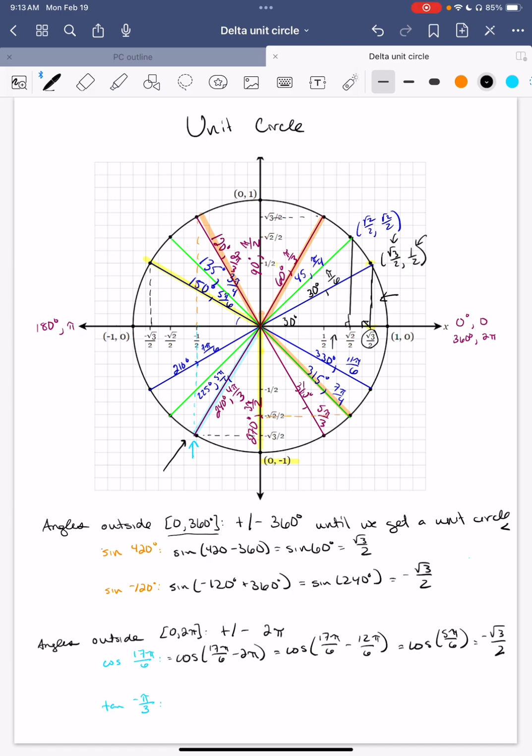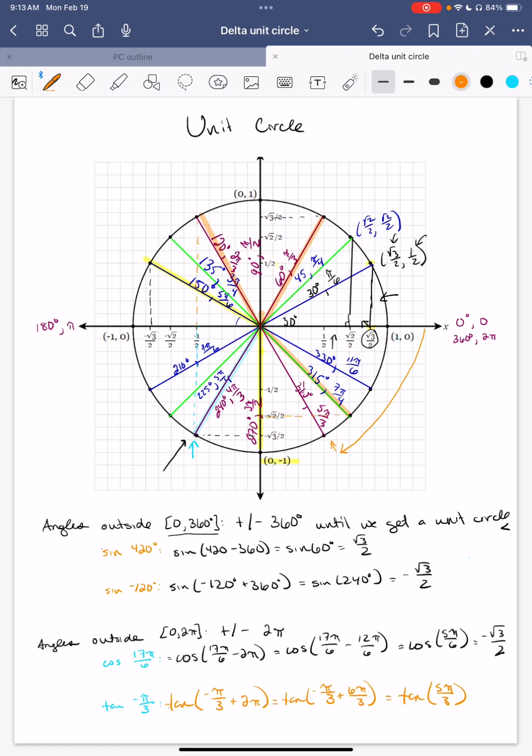So then the tangent of negative pi over 3. Again, I can either visualize starting at the initial side and rotating down negative pi over 3, which puts me here. Or I can say, all right, well, this is the tangent of negative pi over 3 plus 2 pi. Just add a rotation. Common denominator, it's tangent of negative pi over 3 plus 6 pi over 3. So I'm looking at the tangent of 5 pi over 3.